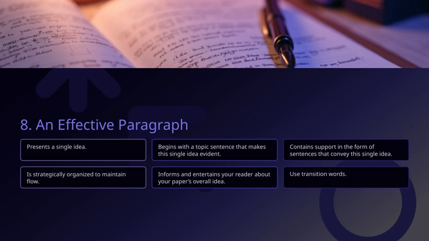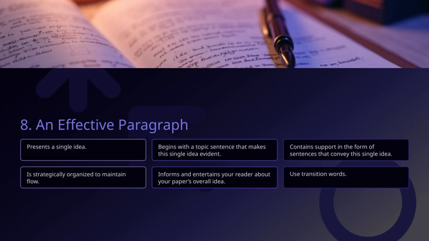Next, the paragraph needs to be strategically organized to maintain a smooth flow, guiding the reader naturally from one sentence to the next. A great paragraph begins with a strong topic sentence that clearly states the main idea, making it obvious what the paragraph is about. It's also important that the paragraph informs and entertains your reader, connecting to the overall idea of your paper. To do this effectively, include supporting sentences that develop and reinforce the main idea.